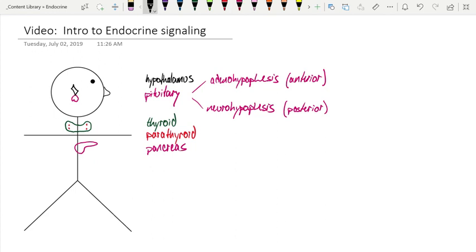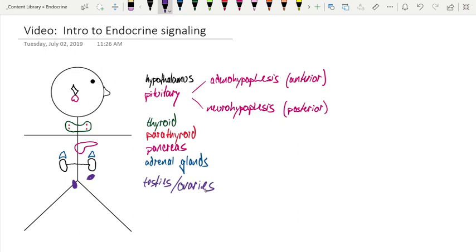Next, we have the paired adrenal glands. These are sitting on top of the kidneys. Let's draw some kidneys. The adrenal gland is a pyramid-shaped gland, sitting right here on top. And then lastly, as we discuss reproductive tissue, both the testes and the ovaries, located near the pelvic floor.